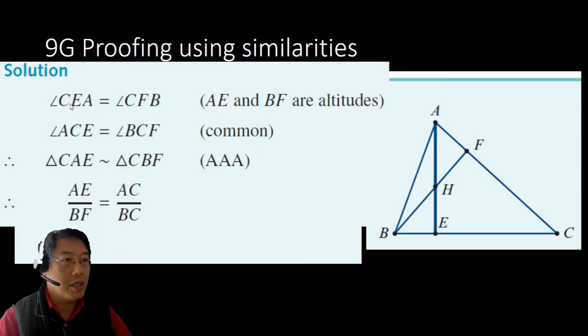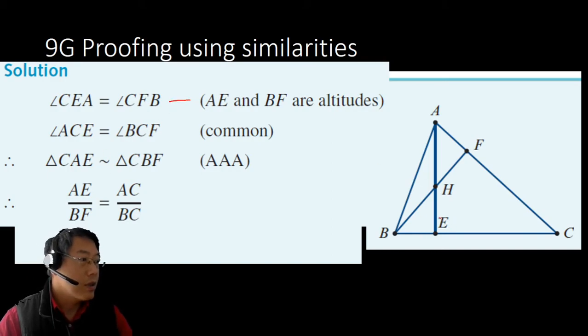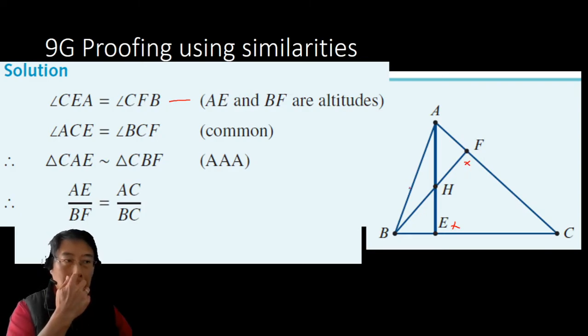So the first one is CEA. So CEA is equal, it's a right angle. So CEA is equal to CFB, which is CFB. So it's that. So let me annotate that so you can see graphically. So let's say I do the red one. So that will be this side and that one.